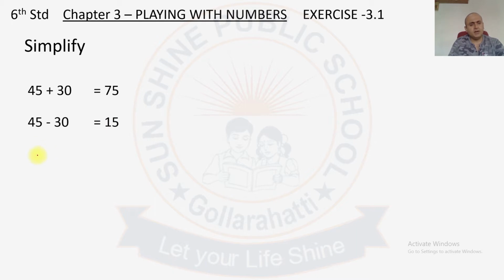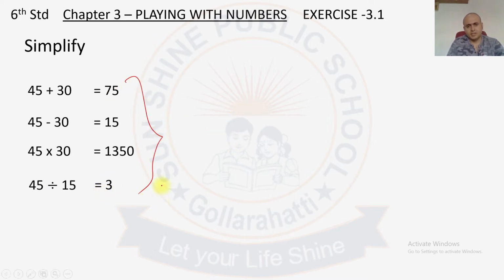is 15. Now if they give 45 into 30, the multiplication sign, you should multiply and write the number. If they give divide, you will divide and write the number. Okay, you know the simplification of these simple terms. If they give you a problem to simplify with all four mathematical operations, what will you do? Here they have given 45 plus 30 into 2 minus 15 divided by 3. So in a single problem, they have used all four mathematical operations, that is plus, into, minus and divide.